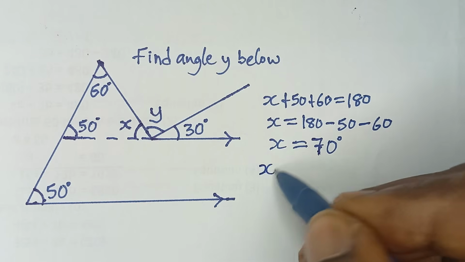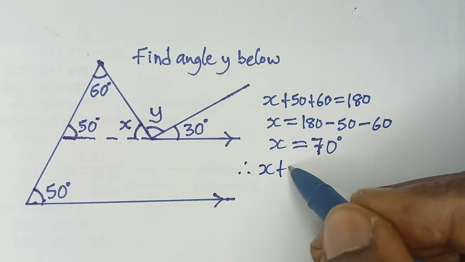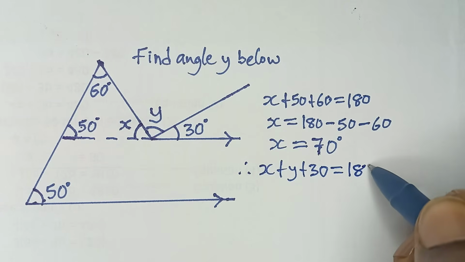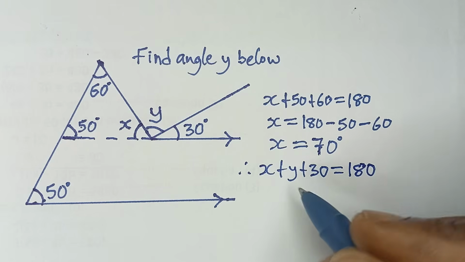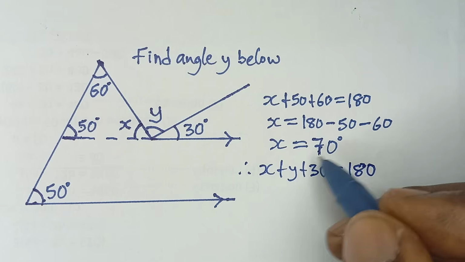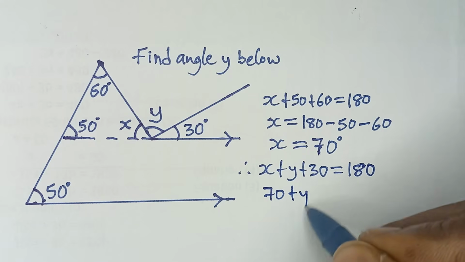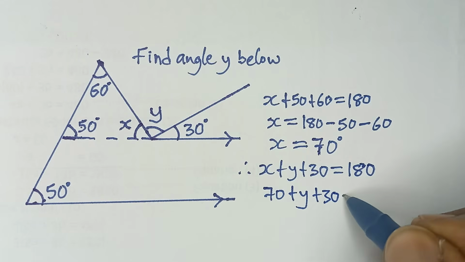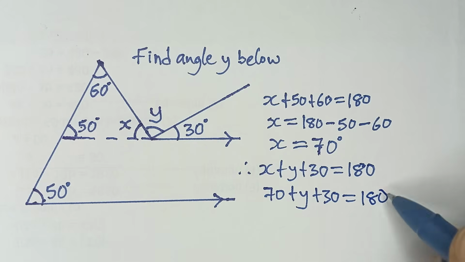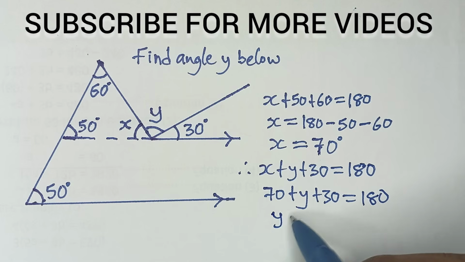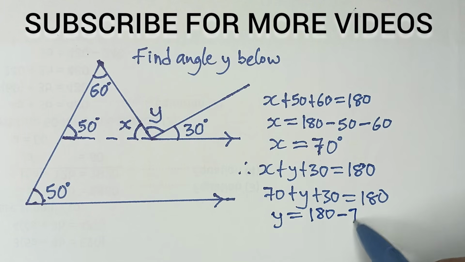So I have x, so I can say therefore x plus y plus 30 is equal to 180, because sum of angles on the straight line add up to 180. But the value of x, we already know it as 70. So I'm going to say 70 plus y plus 30 is equal to 180. From there, if I make y the subject of the formula, it will give me y is equal to 180 minus 70 minus 30.